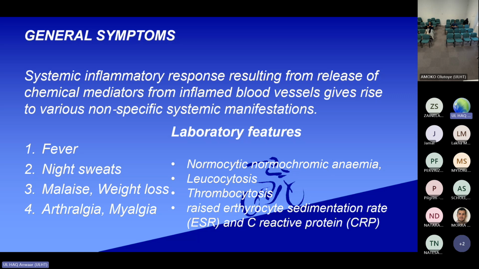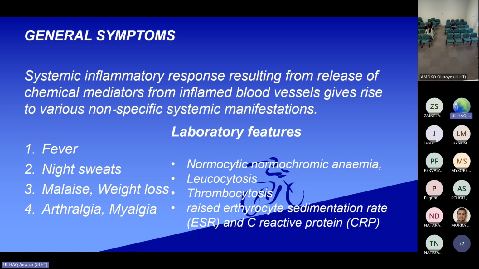Patients can have arthralgia and myalgia. So these are the four general symptoms we normally see, but you can also see these features in patients who have infections, and patients with malignancy can also present with all of these symptoms.